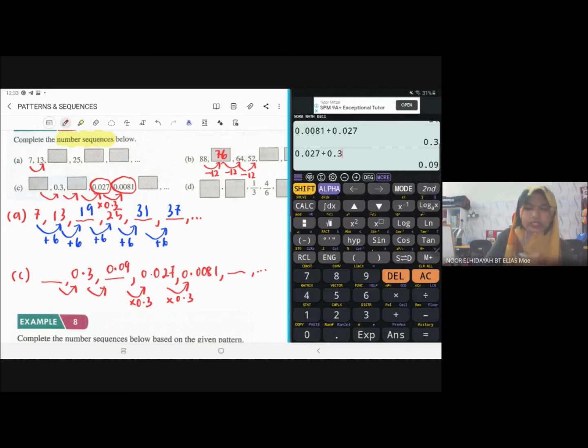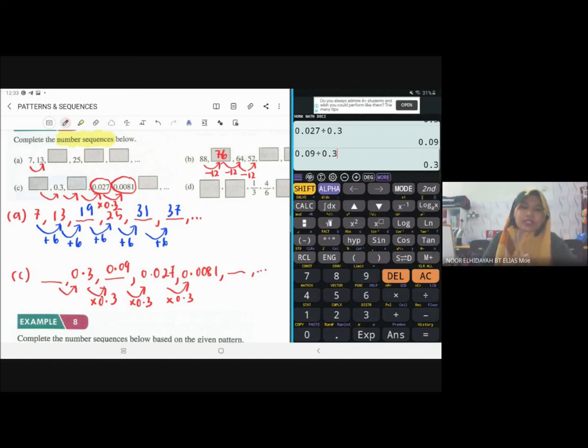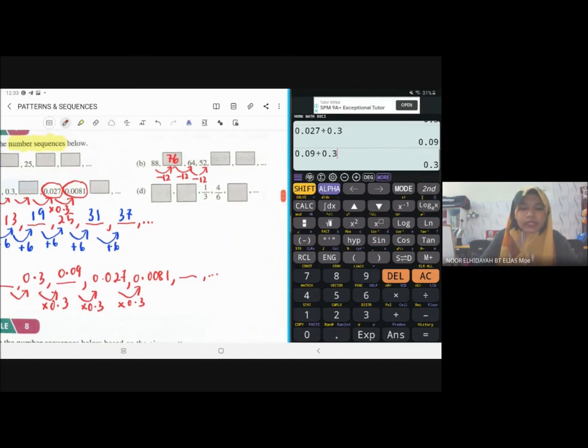Is it correct? Daripada 0.3 nak dapatkan 0.09 is times 0.3. Is it correct? So kita cuba, kita cari jawapan dia. 0.09 you divide by 0.3. Yes, you get the answer 0.3. Jadi kat sini dia punya pattern is multiply 0.3. And then you fill in, complete the number sequence. And then you try untuk D. Macam mana nak completekan example D.